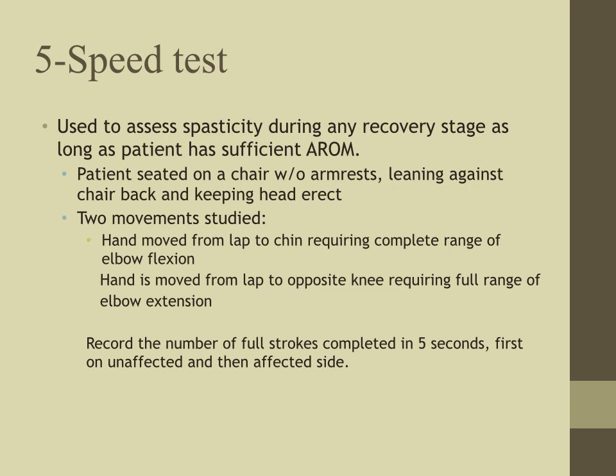There are 2 movements that are actually studied through the 5-speed test. The hand is moved from the lap to the chin, requiring complete range of elbow flexion, and then also the hand is moved from the lap to the opposite knee, requiring full range of elbow extension. The therapist will record the number of full strokes that are completed in 5 seconds, first on the unaffected and then on the affected side, to determine if there is a variation between the two.